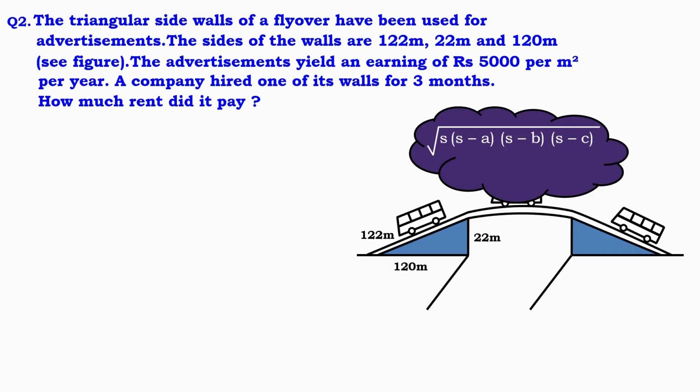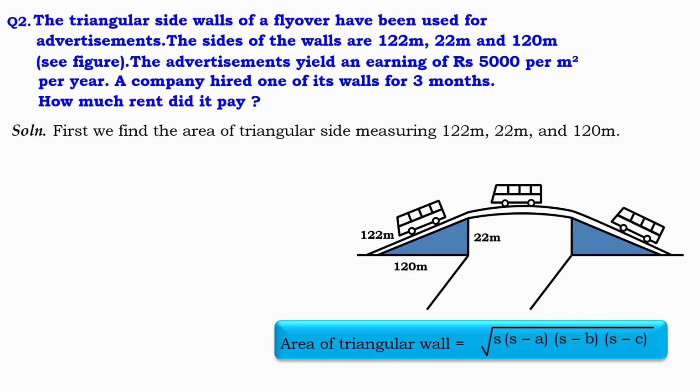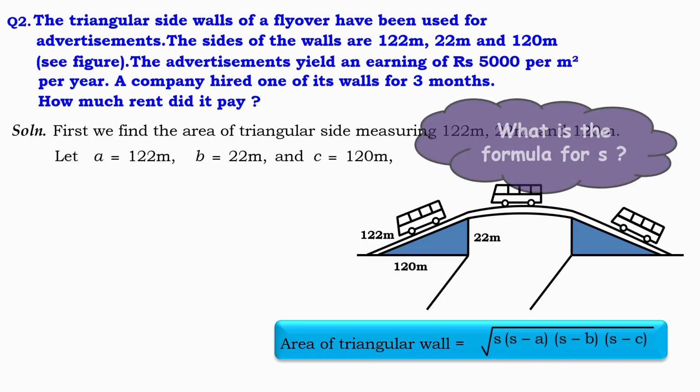We know that three sides are given, and we know Heron's formula, that is square root of s into s minus a into s minus b into s minus c. Now we have to apply this formula. So first we find the area of the triangular side measuring 122 meter, 22 meter and 120 meter. Let A equal 122 meter, B equal 22 meter and C equal 120 meter.